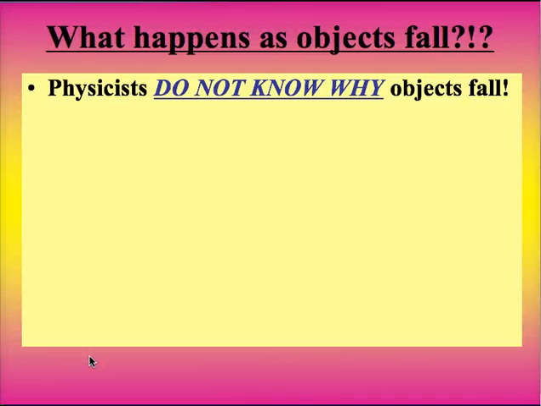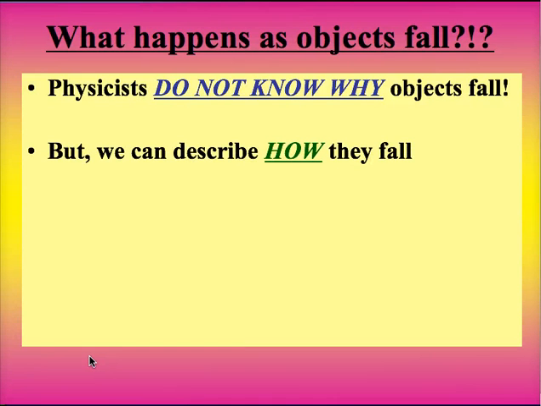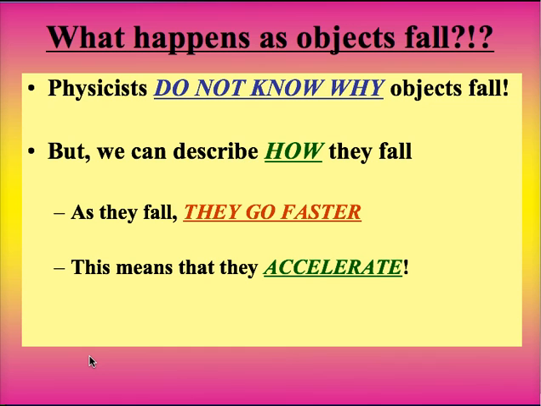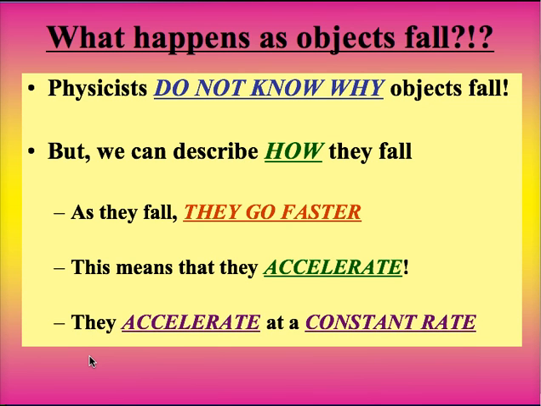Well, physicists don't really know why objects fall. We don't really understand what makes gravity happen, but we do know it happens. But we can describe how they fall really accurately using kinematics. As they fall, we know they go faster, and of course that's the definition of acceleration. This means that they accelerate, and they accelerate at a constant rate. The acceleration due to gravity is constant, meaning it changes at a regular rate.